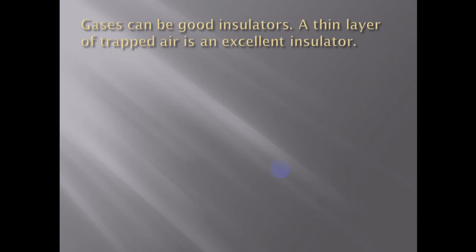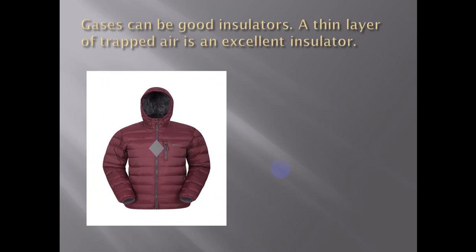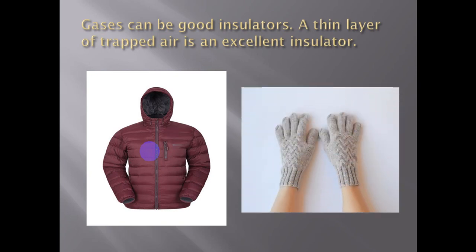Gases can be good insulators. They do not let heat pass through them easily. A thin layer of trapped air is an excellent insulator, and this thin layer of air is found in most of our jackets. When you touch your jacket, you will find it's made of 2 layers or maybe more. And some jackets like this one, when you touch it, you will feel it's fluffy. It has air inside it, between its layers. That's why it makes your body keep its heat inside. It doesn't let your body lose its heat, so you keep your body warm. This also happens with the gloves which you wear in winter.